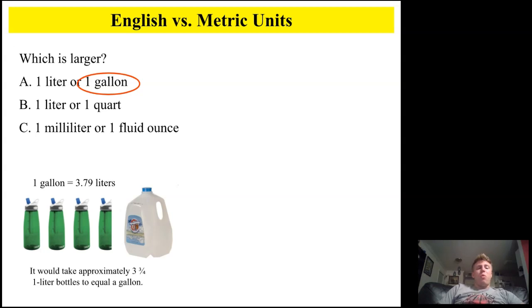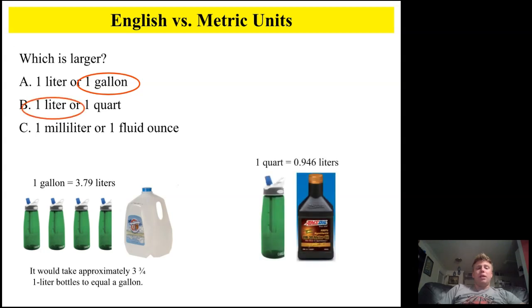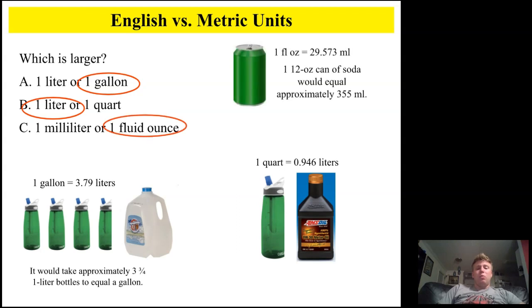Letter B, 1 liter or 1 quart. The 1 liter is more than the 1 quart. And finally, 1 milliliter or 1 fluid ounce. The 1 fluid ounce is larger.